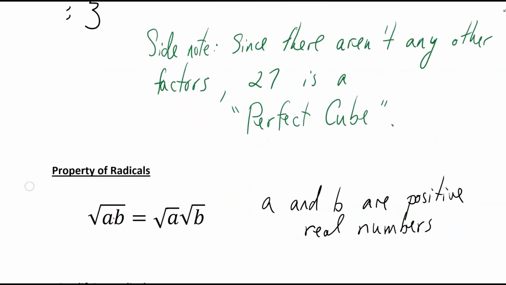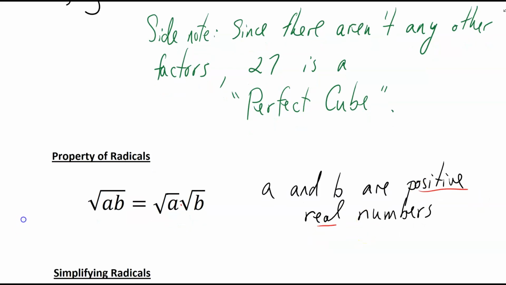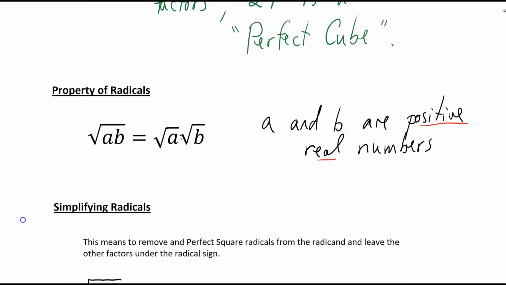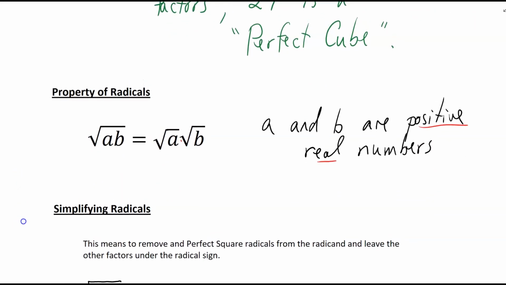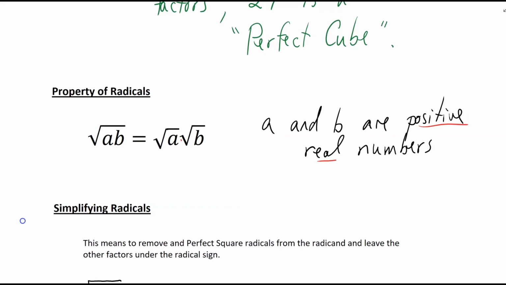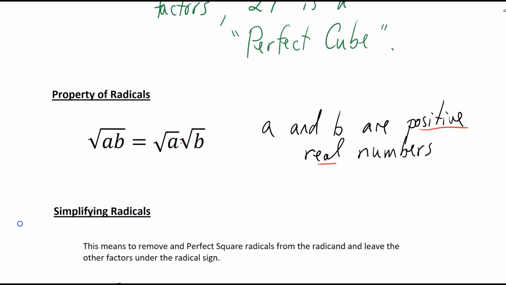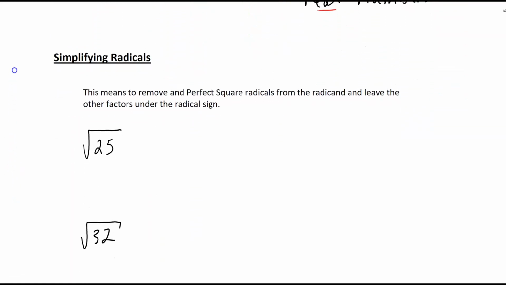A very important property of radicals is that the root of the product AB is equal to the product of their individual roots, root A times root B, only if A and B are positive real numbers. Simplifying radicals means to remove the perfect square radicals from the radicand and leave other factors under the radical sign if there are any.